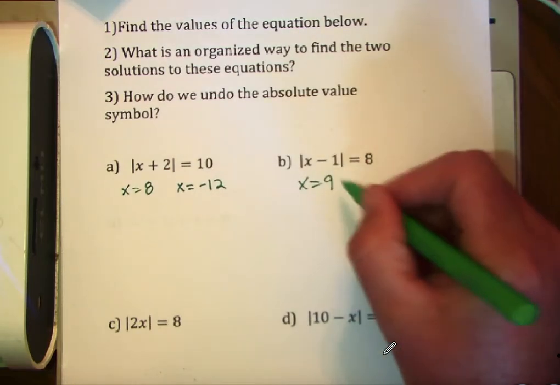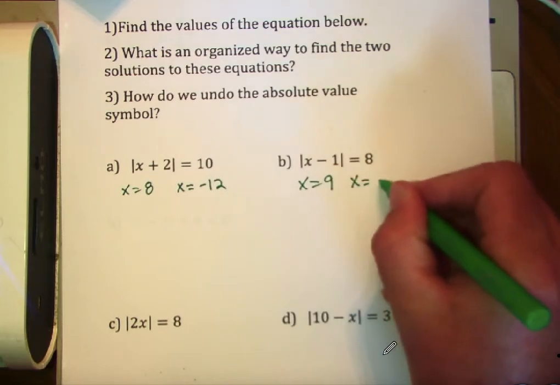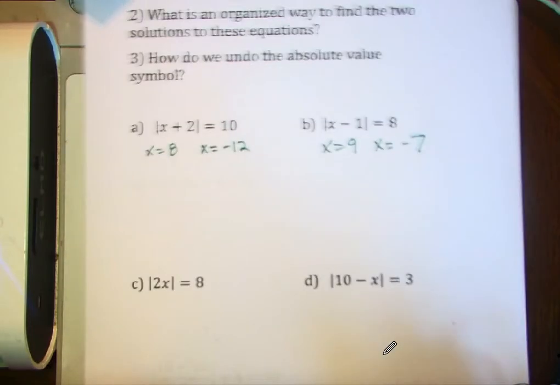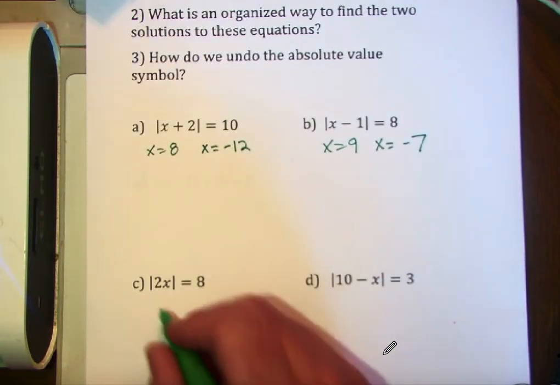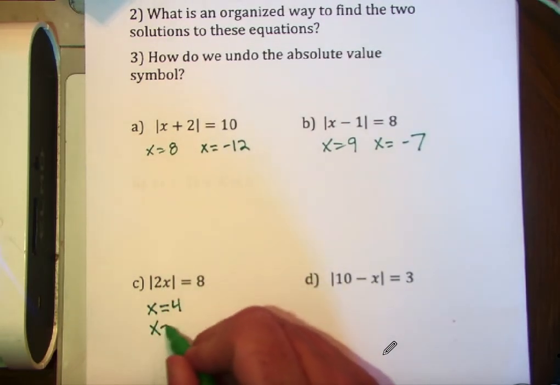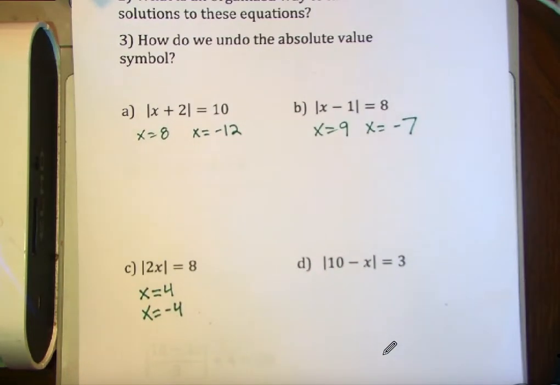But this has another answer. Did anyone figure out the other answer that works? And that's right, x could be negative 7. Sweet. Then we go to this one, which students sometimes find easy. So what could x be? And students say 4. Or x could also be negative 4, right?